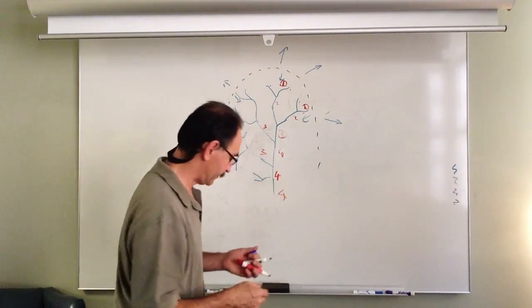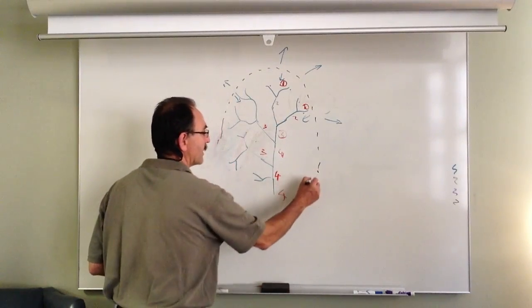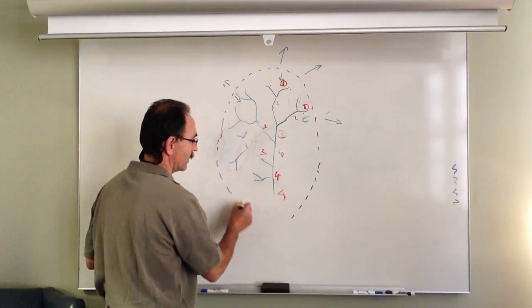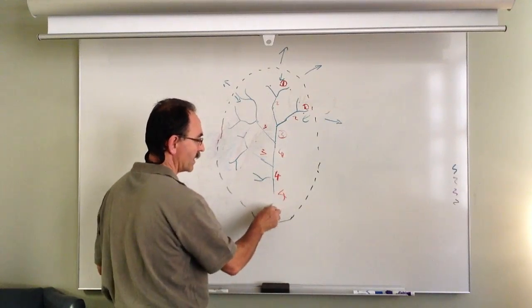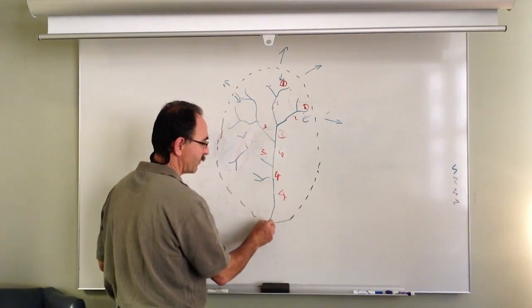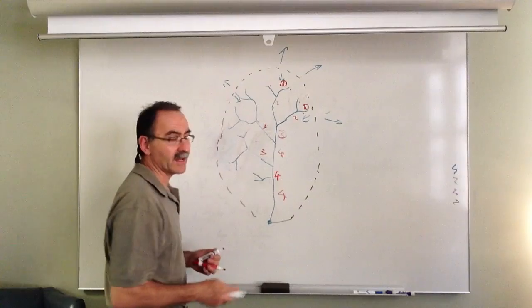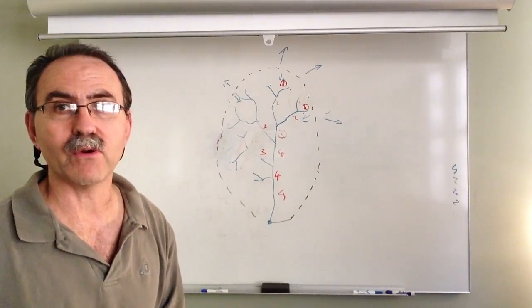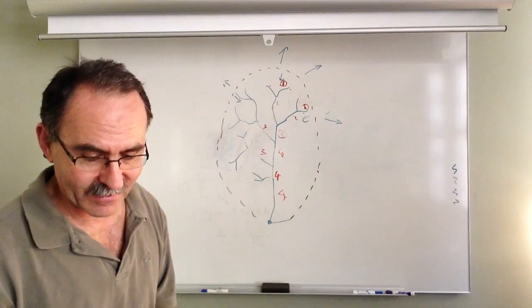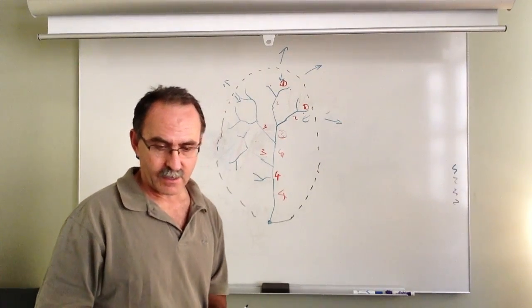And then, depending on the size of the watershed, in this case, the largest stream you have is fourth order, and it exits at the watershed drain point. Okay, so hopefully that makes sense.